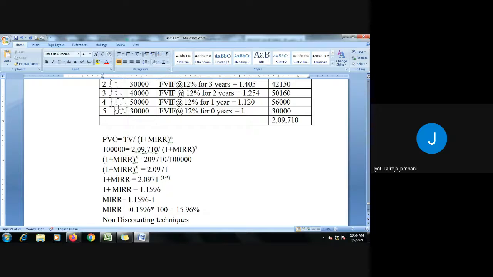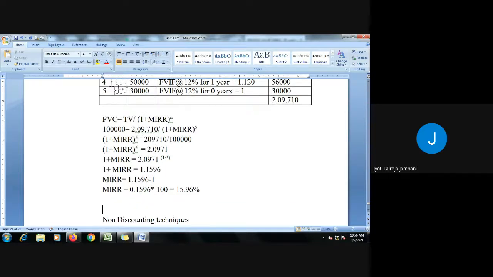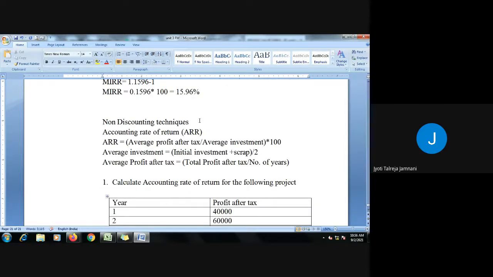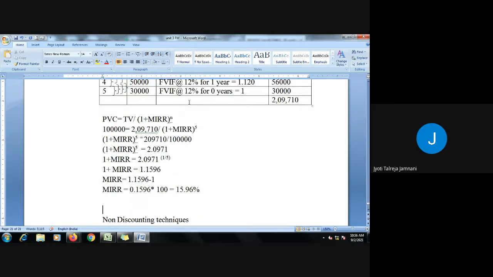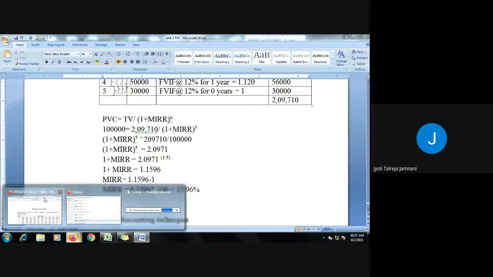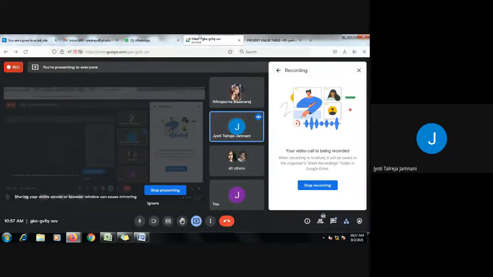These were all the discounting techniques. In the next class, I'll start with the non-discounting techniques. Okay. So if you have any doubts, you can ask. Otherwise, you can type your roll numbers and leave.